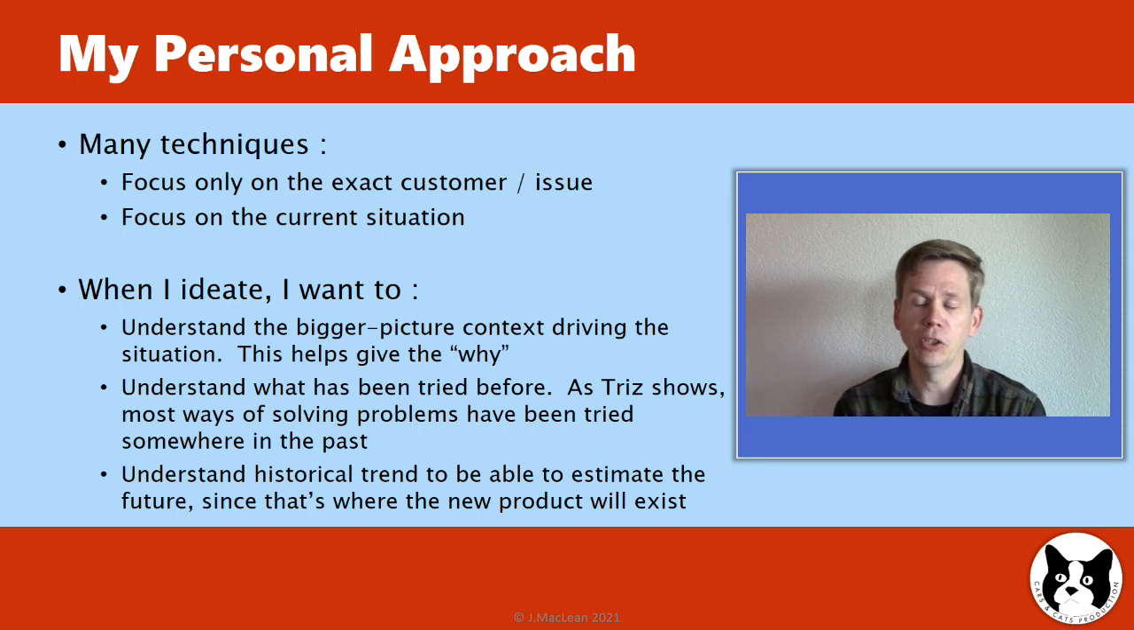So, right now electric cars are very trendy, but actually the first cars were electric. If you go back to the early 1900s, the late 1800s, there were many electric cars back then. So understanding why they didn't work, why they didn't continue, can help you. And as TRIZ shows, many ways of solving problems have been tried somewhere in the past, so you might get a good idea from understanding that. And if you understand that historical context, then you might be able to estimate the future. And that's very important because that's where your product is going to exist.